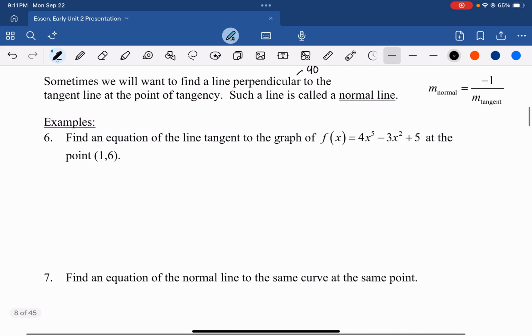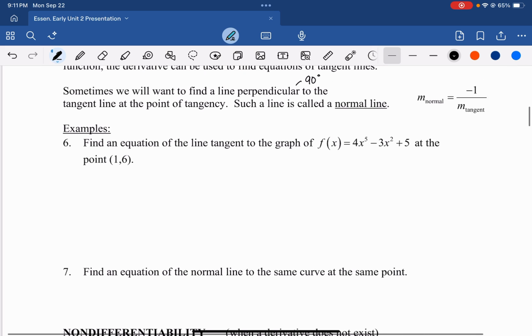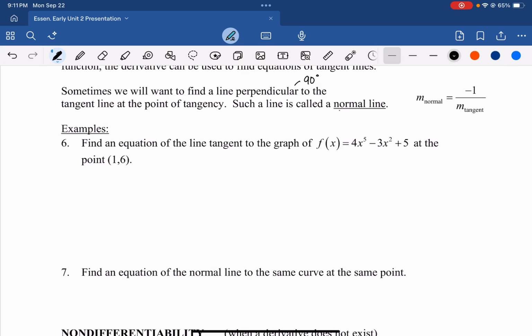Let's talk about the normal line again. The normal line's slope is the negative reciprocal of the slope of the tangent line. So if I know the tangent line, I can find the normal line, and if I know the normal line, I can find the tangent line. Slopes.